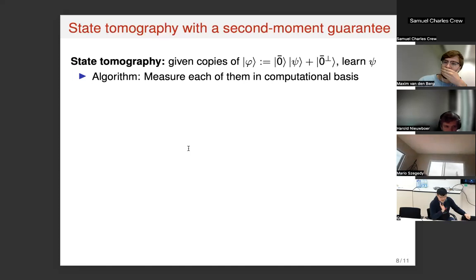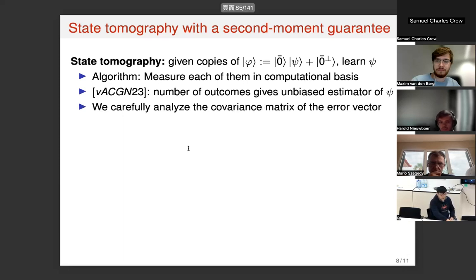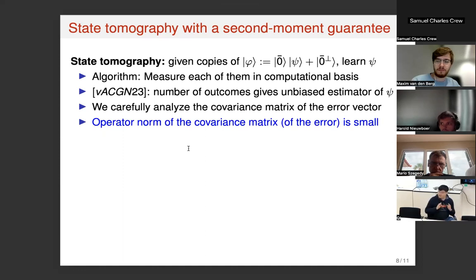The algorithm itself is quite easy. We just measure each copy in the computational basis, and then count the normalized number of outcomes with respect to the computational basis. This is already known from Apers, Gilyén, and collaborators' paper this year: if you do something like that, you end up with an unbiased estimate, that is, your first moment error is really nice. What we do here is carefully analyze the covariance matrix of the error vector to ensure the operator norm of the covariance matrix will be really small, which means its second moment error is also really small.